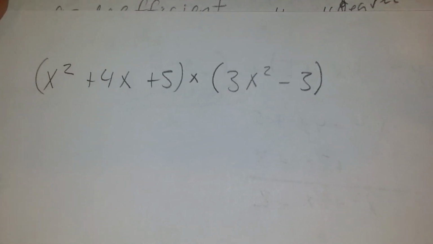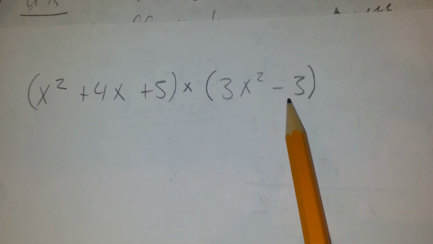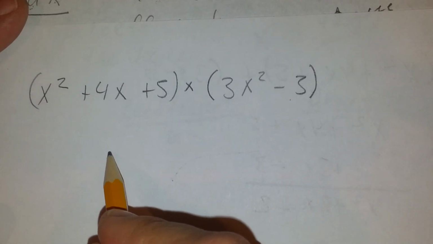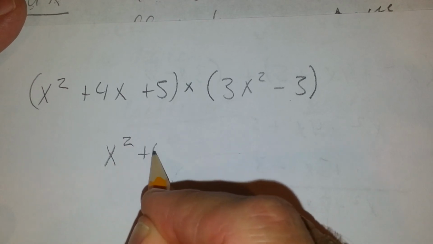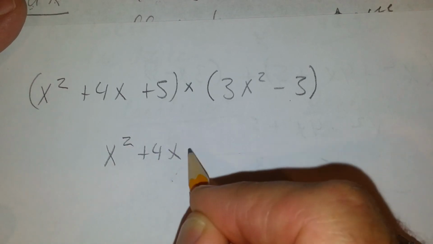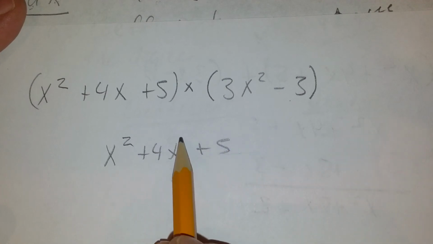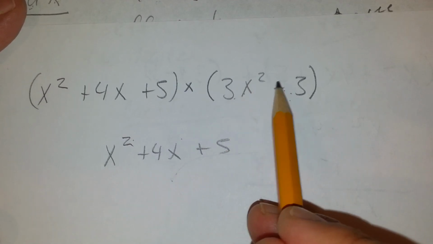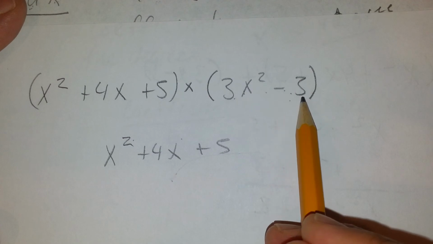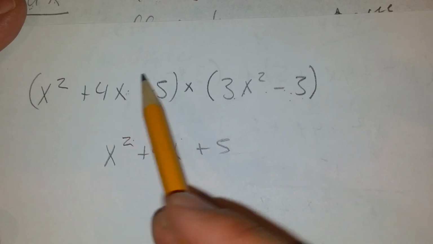Here I on purpose left out the middle term. I'm going to set this up just like normal multiplication. x squared plus 4x plus 5. I'm not missing any terms: constant, first power, second power. And I'm multiplying by an x squared and a 3, but I don't have the term with x to the first power.